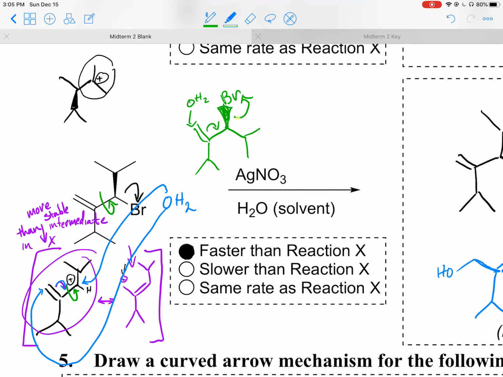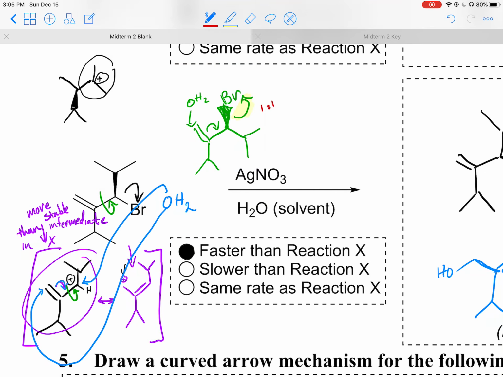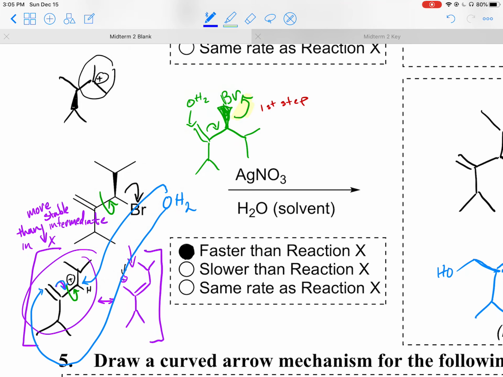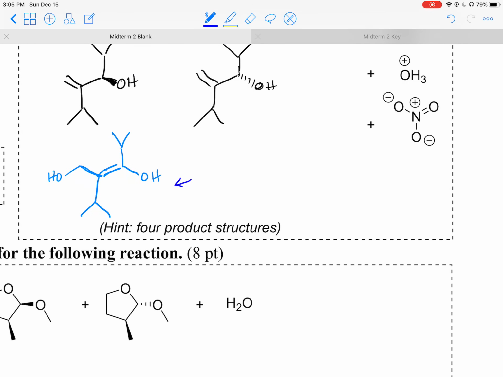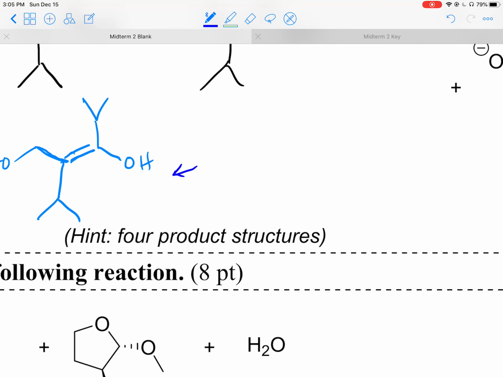Okay, so first step, if we had to draw out this mechanism, I would not do this all in one step, but this is first step, and these two are second step. And then of course the other water deprotonating one of these waters would be the third step. And so we'd end up with something just like this one, except with the isopropyl groups cis to each other.